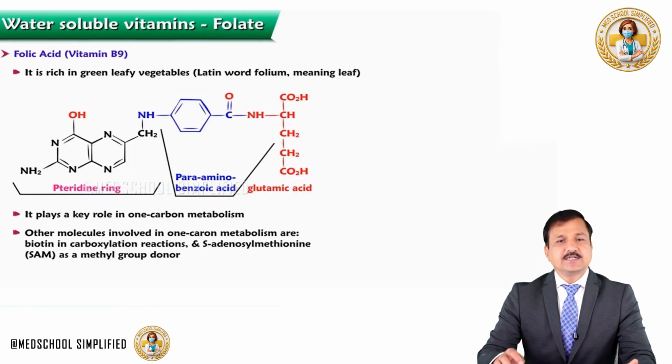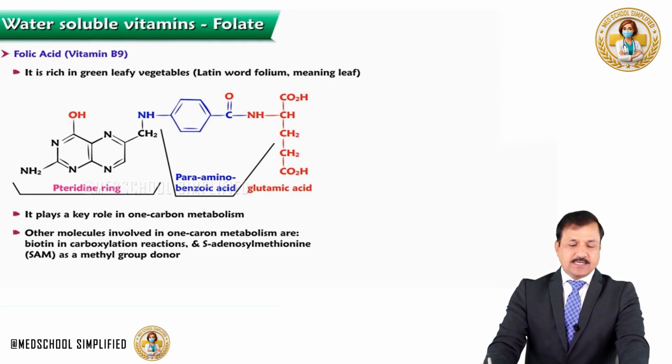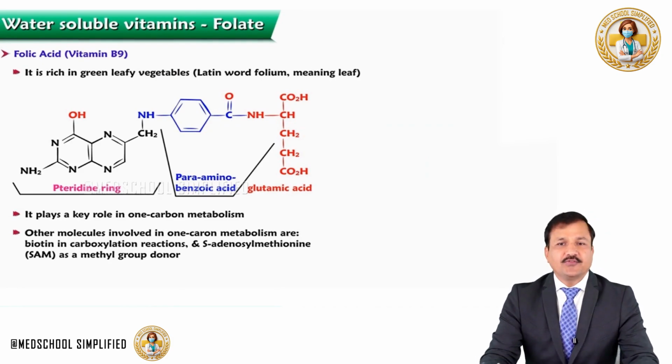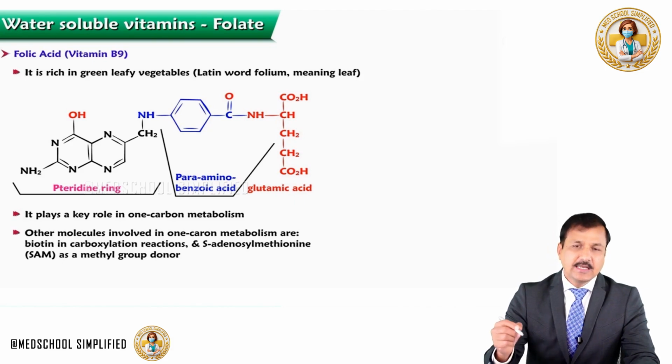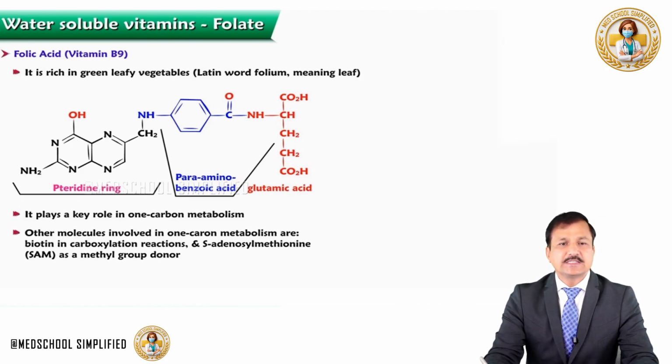Now, folic acid is also referred to as vitamin B9. It is rich in green leafy vegetables, and hence the name folic acid, because in Latin folium means leaf. Since it is available richly in green leafy vegetables.